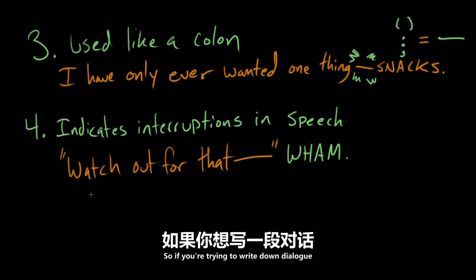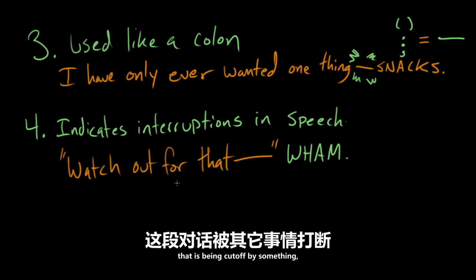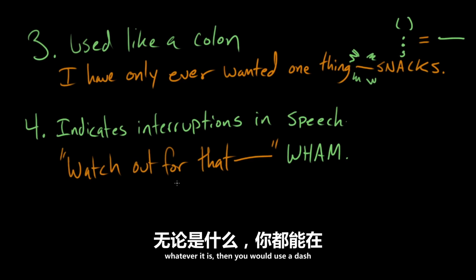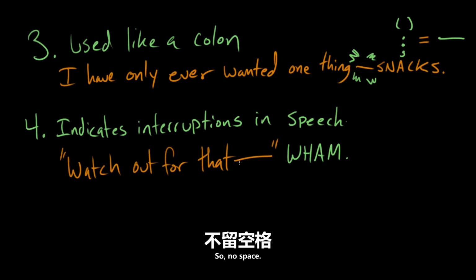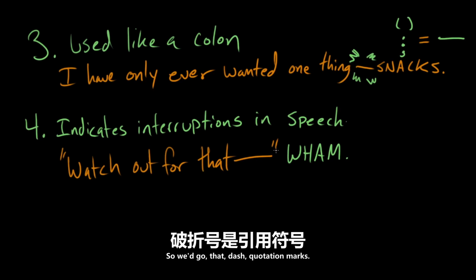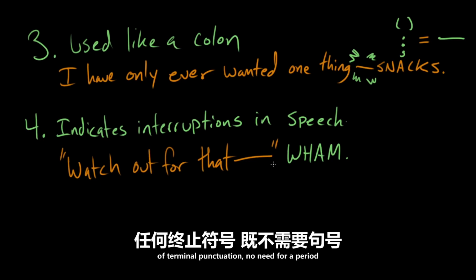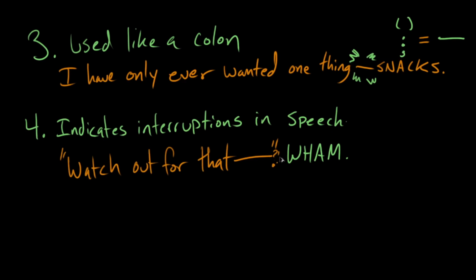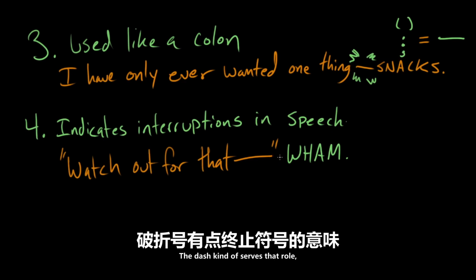So if you're trying to write down dialogue that is being cut off by something, by another person interrupting, by an avalanche of ice cream, whatever it is, then you would use a dash at the end of the sentence. So no space. So it would go that dash, quotation marks. Totally. And you wouldn't have to do any kind of terminal punctuation, no need for a period or a question mark or an exclamation point. The dash kind of serves that role.